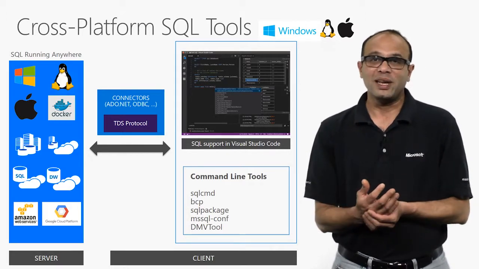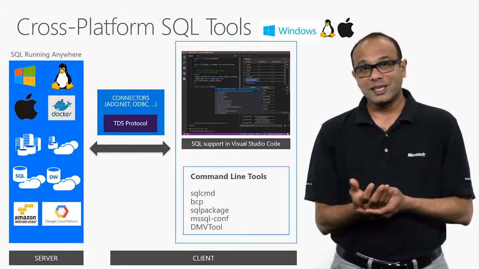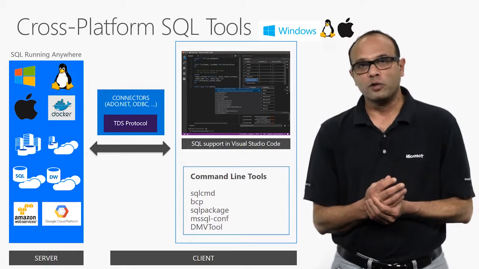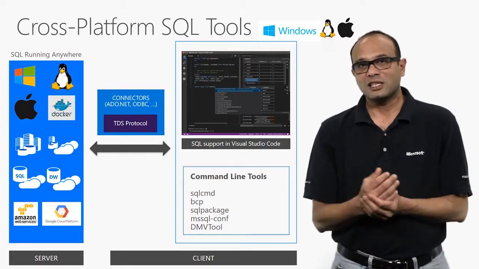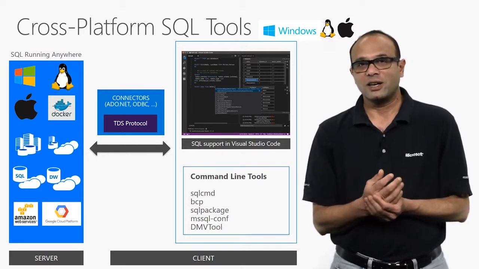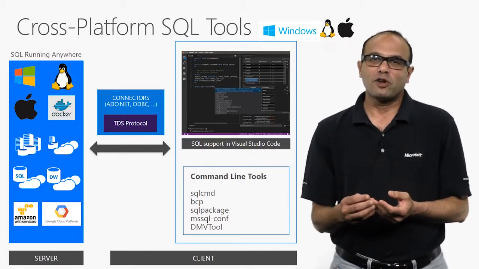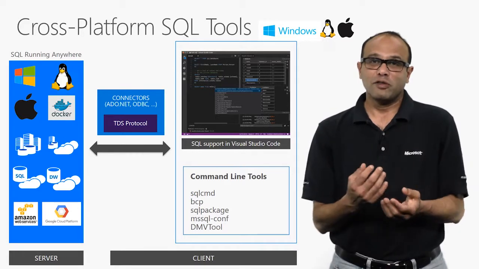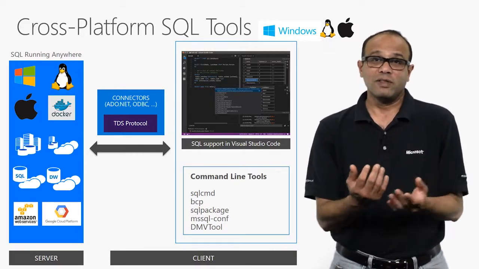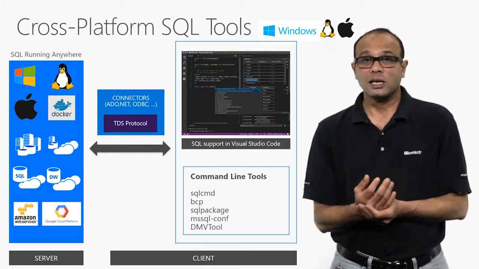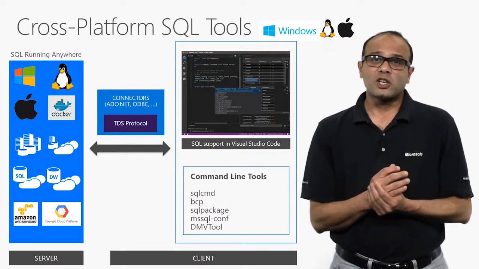SQLCMD, BCP, and SqlPackage. These are available on Linux. And we've also added a few new ones. For example, the new mssql-conf tool lets you configure various properties for SQL Server on Linux, such as the SA password, the TCP port, collation, etc. And then the nifty DMV tool lets you view data from SQL Server DMVs as a set of virtual CSV and JSON files mounted in a virtual directory. Essentially, with the DMV tool, you don't need to launch a GUI tool or run SQL queries to see information from DMVs.